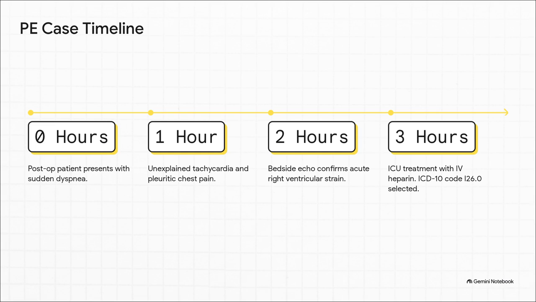At hour 2, the critical diagnostic moment occurs. A bedside echocardiogram clearly demonstrates acute right ventricular dilation and strain. Because of this specific clinical evidence, they are rushed to the ICU at hour 3 for IV heparin treatment. And for our clinical documentation specialists, that exact echo finding is the golden clinical justification needed to select code I26.0, perfectly capturing the life-threatening severity of the situation.